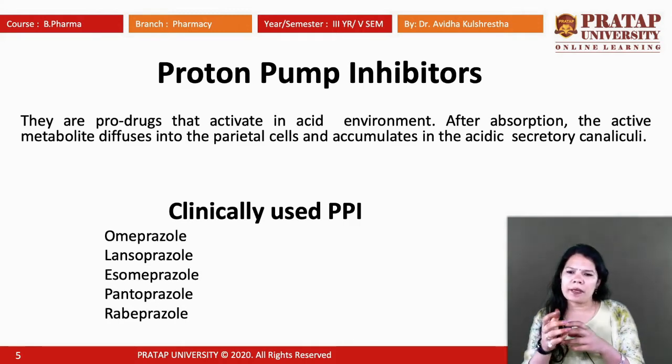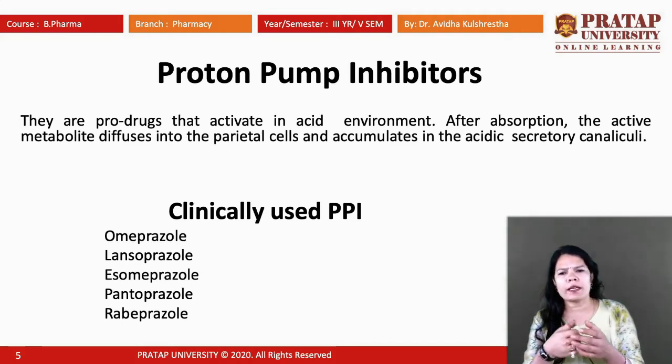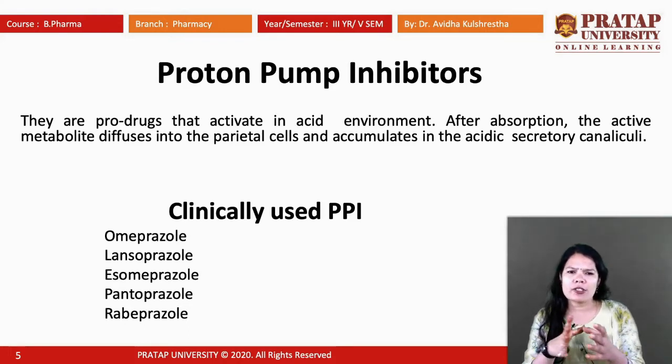Some famous PPIs, proton pump inhibitors, are omeprazole, lansoprazole, esomeprazole, pantoprazole, rabeprazole, etc. Omeprazole and pantoprazole are very well-known PPIs which are generally provided with medications. PPIs are also included in drug prescriptions when doctors prescribe a number of drugs for any kind of specific disease. These PPIs are additionally given to reduce the acidity of the stomach which can be generated due to this much drug consumption.